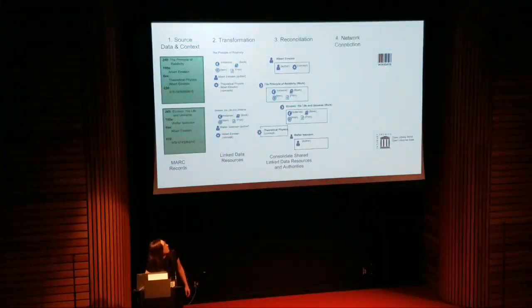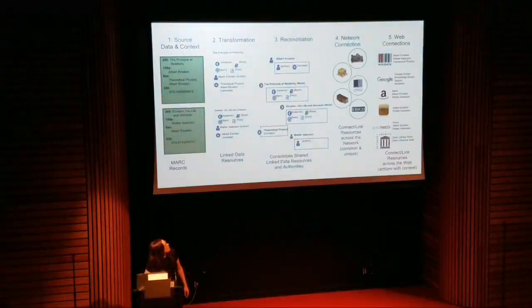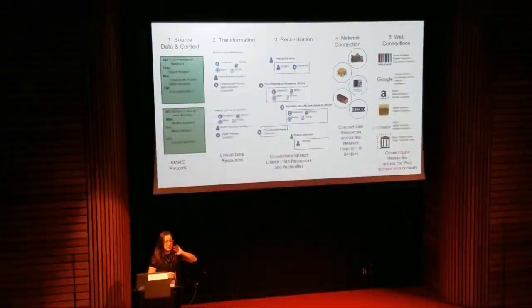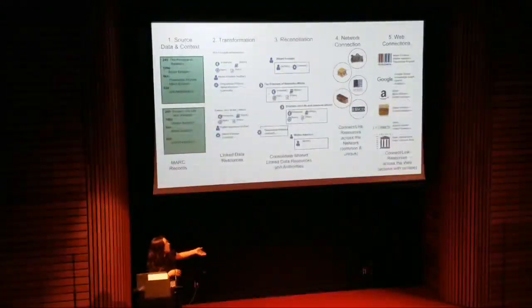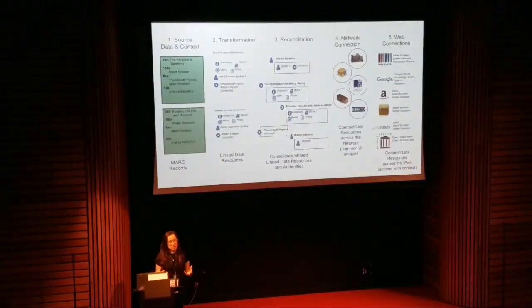So this is a little bit about how it works. A lot of this data is sourced from MARC bibliographic records, and we take those records and transform them into linked data resources. Through this process, we define many different people, whether they're an author or a subject of a particular item, and we create linked data resources that describe them. Then we do reconciliation both within the local graph itself and across the network. That allows us to see which entities are unique to that institution or unique to the network and which of them are shared across the network.